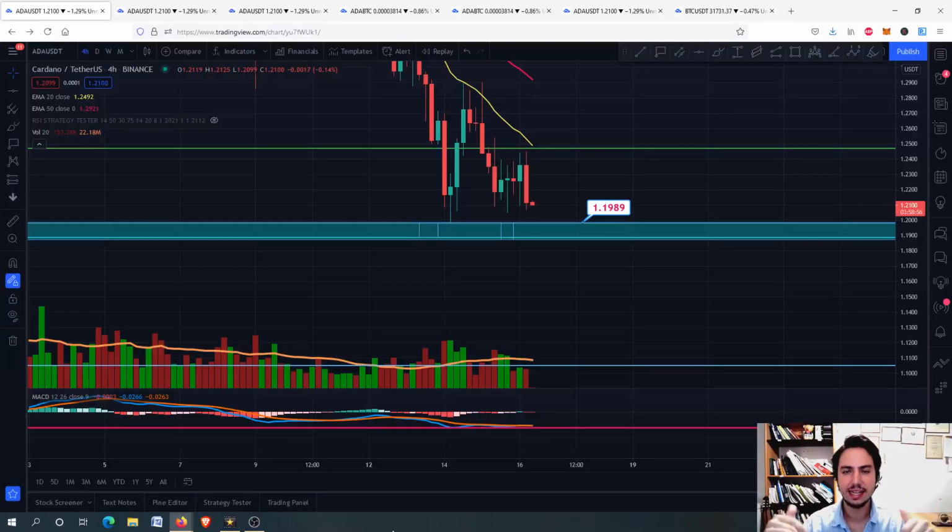Today we have ADA, Cardano and why you should hold your coins. Also, we will make a price prediction and technical analysis for the short term.